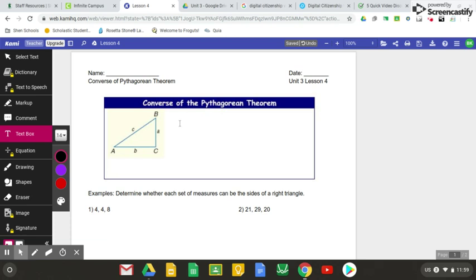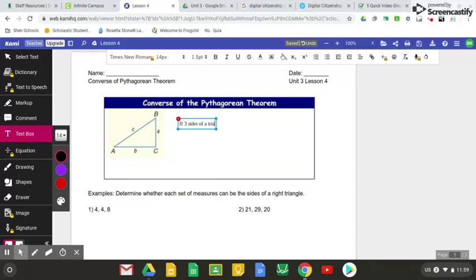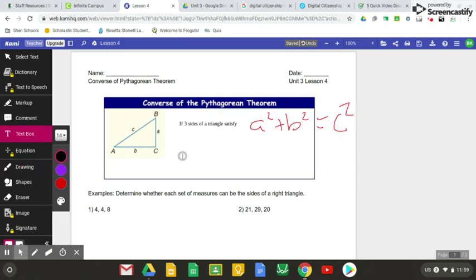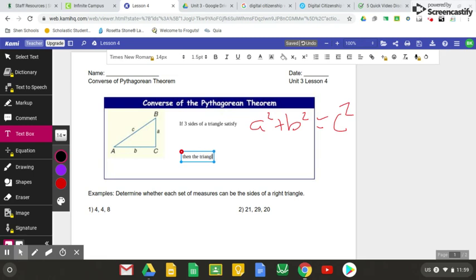All right, so the converse of the Pythagorean theorem is: if three sides of a triangle satisfy a squared plus b squared equals c squared, then the triangle is a right triangle.